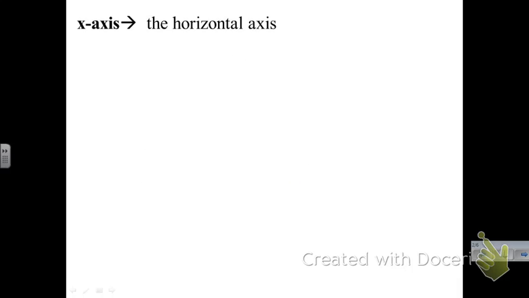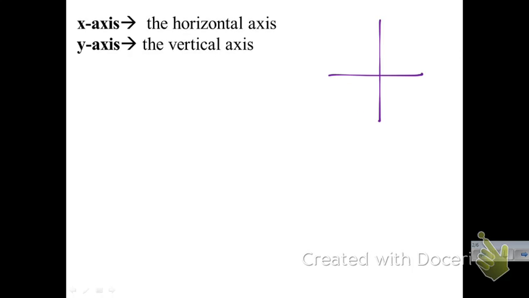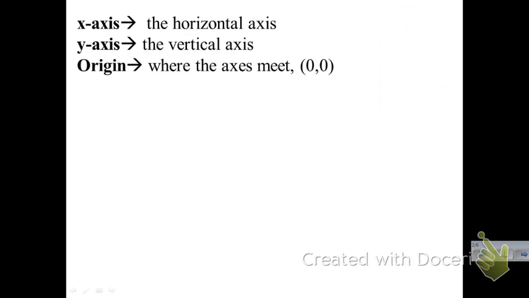Okay, so remember that the x-axis is what's known as the horizontal axis, so that would be this axis. We call it the x-axis. The y-axis is the vertical axis, so if this is our x-axis, this is our y-axis. The origin is where they intersect, so right here at 0, 0 is where the two axes meet or intersect.